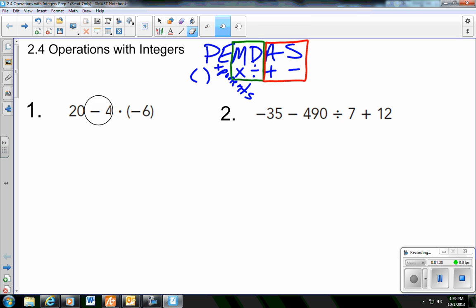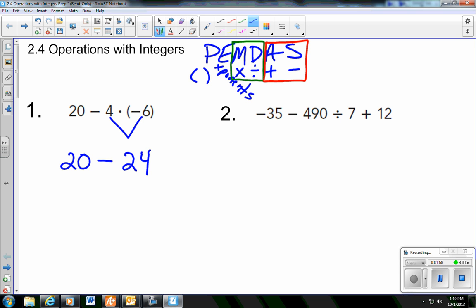Well, if you follow your PEMDAS rules, multiplying and dividing come before adding and subtracting. So we need to do the 4 times the -6. So we bring down the 20, we're not doing anything with the 20, bring down the subtraction sign, and then we do 4 times -6. 4 times 6 is 24. One of them is negative, so it's -24. So we end up with 20 minus -24.